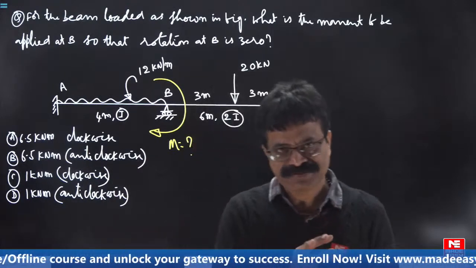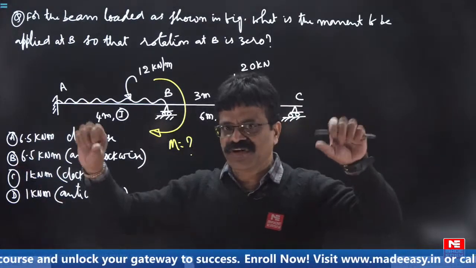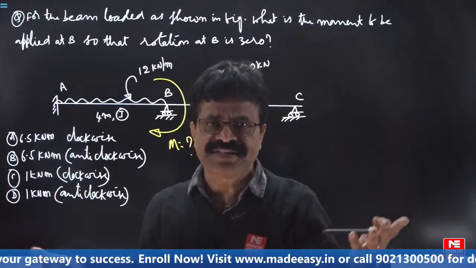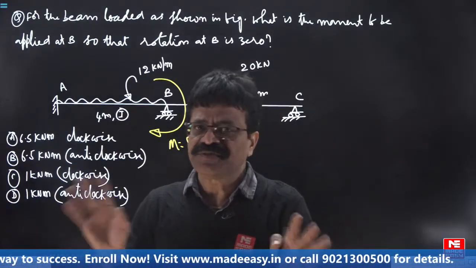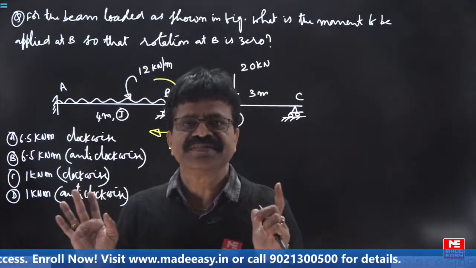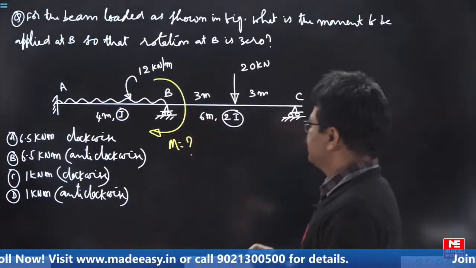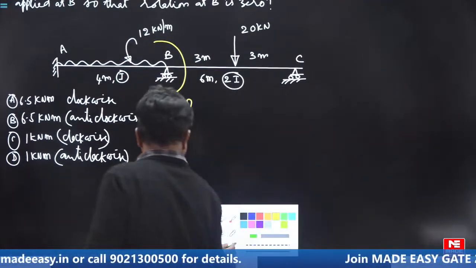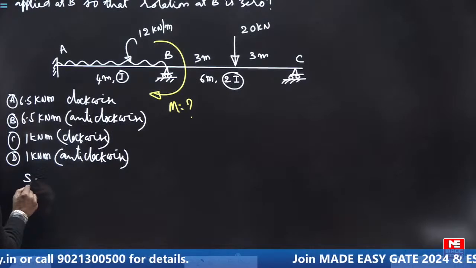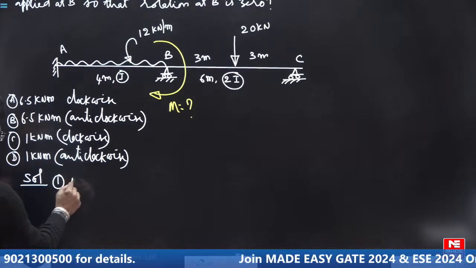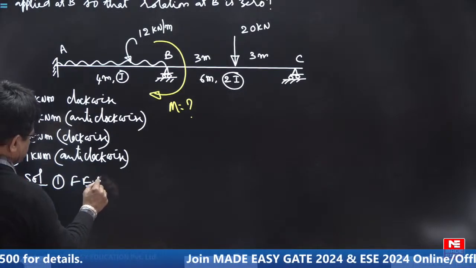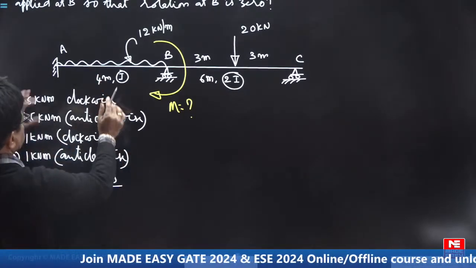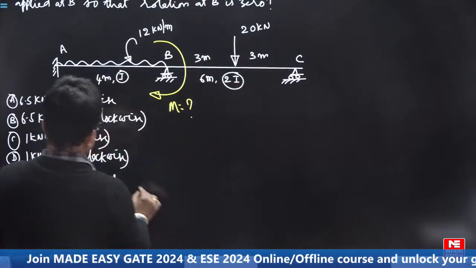In the moment distribution method, symbolically we will lock the joints so that slopes are 0. Then after that you release them. He is not asking to release, just to lock it, how much moment is required. That's all. So for that we will take fixed end moments. Symbolically we are fixing the joints. Fix it, fix it, fix it.